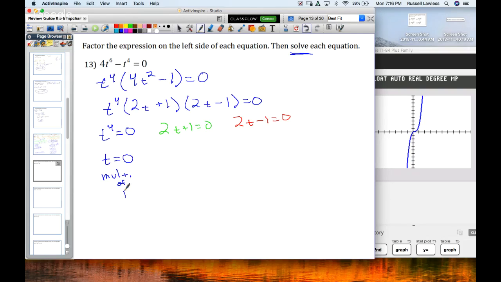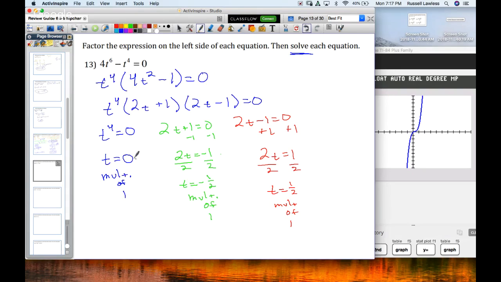Now, if you have multiplicity in one part of the problem, you have to specify it in the rest of the parts of the problem. Meaning that when I solve here, I'll subtract the 1 on both sides to get 2t is equal to negative 1. Divide that 2 out. So then t would be negative 1/2. And so we need to specify the multiplicity. So this would also have a multiplicity of 1. And last but not least, I need to add 1 on both sides to get 2t is equal to 1. Divide that 2 out. So then t will be 1/2. This is a multiplicity of 1.